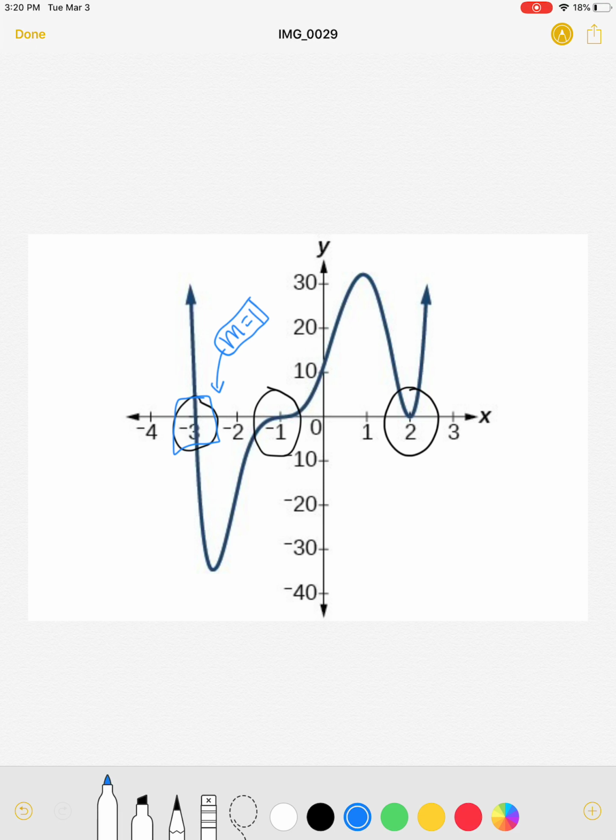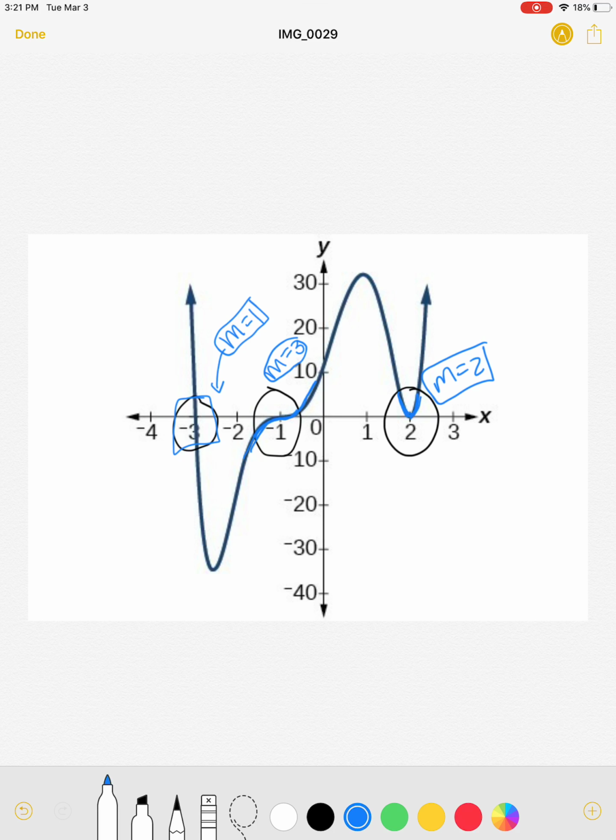This right here looks like a cubic function. Well, guess what? That is a multiplicity of 3 because it goes through the x-axis, curves, and keeps going. Here, your function drops down to the x-axis and then turns away, looking very similar to a quadratic. That is a multiplicity of 2.